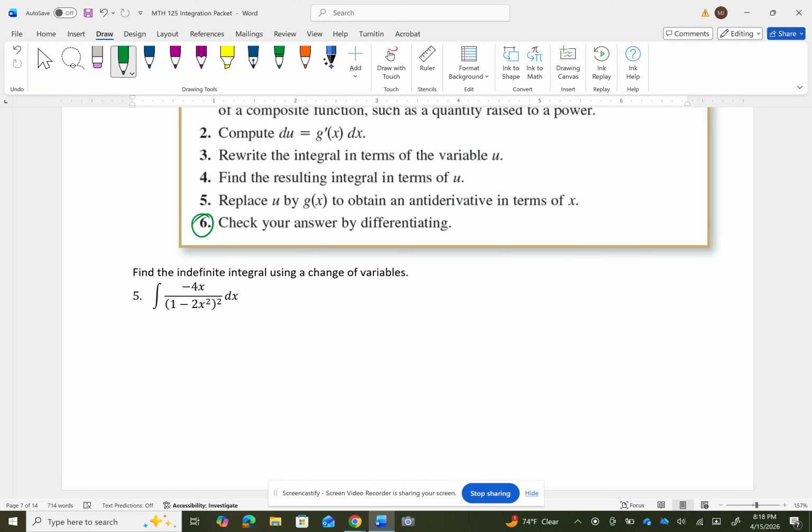All right, so when you're doing these, the first thing that'll help is to get that rewritten so that it looks like a power function. And so that in the denominator then could have been moved up to the top, and when it does, it would be 1 minus 2x squared, that quantity, to the negative 2 power, and then that negative 4x dx. I'm going to just write over here to the side.